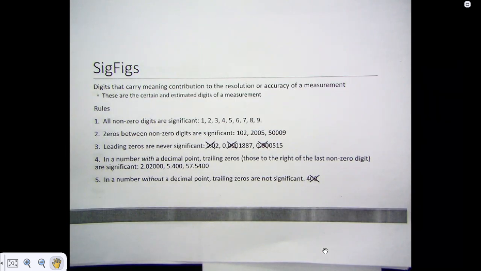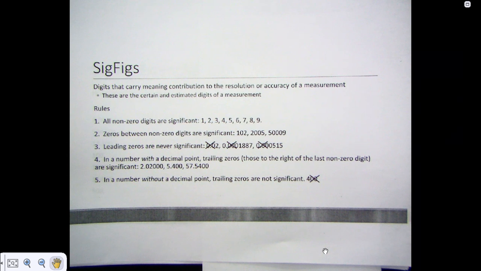All right, so let's talk about our rules for SigFigs. So digits that carry meaning contribute to the precision or accuracy of a measurement. And there are rules for SigFigs based on what you have in terms of the measurements that are given. So our rules is anything that is not a zero is automatically significant. Does not matter what position those numbers are in, any place that they are located is a significant digit.